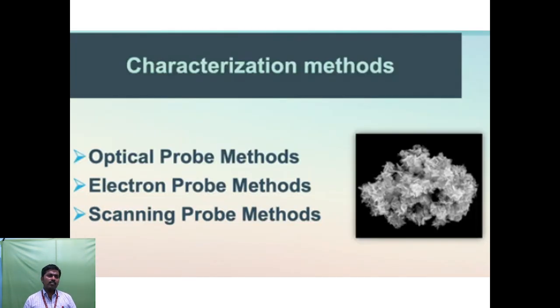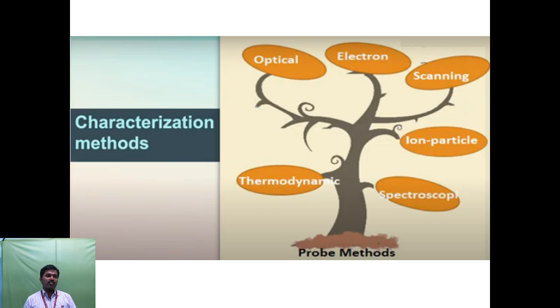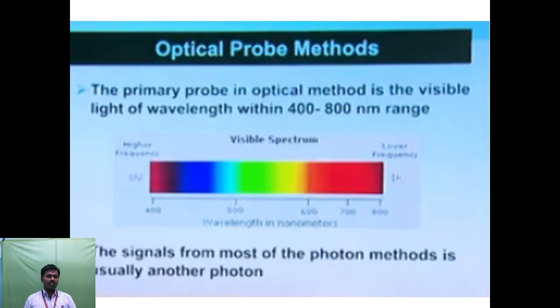These are some methods to characterize nanoparticles: optical probe method, electron probe method, scanning probe method, ion particle method, spectroscopy method, and thermodynamic methods. These are some characterization methods of nanoparticles. So the first one is the optical probe method.